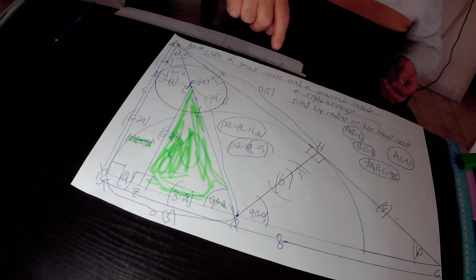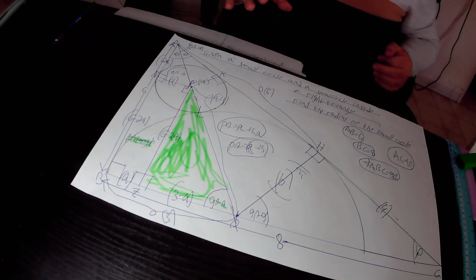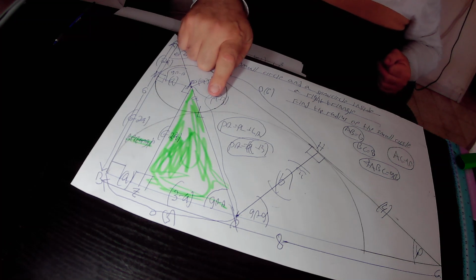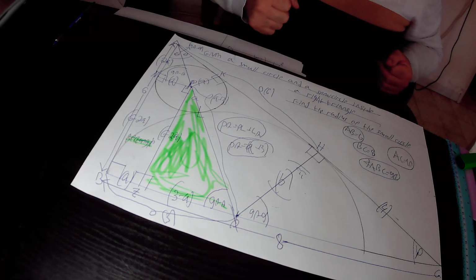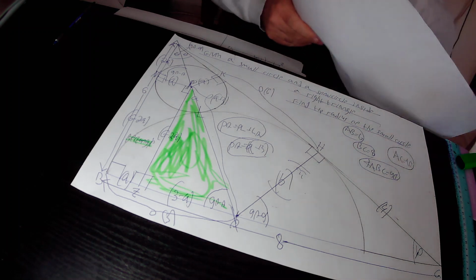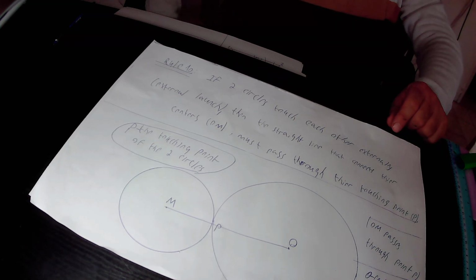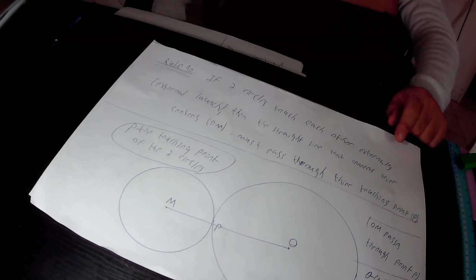We have an external touch between this small circle and this big semicircle. That is to say, they are touching each other externally at point L. Whenever you have an external touch between two circles, you can implement Rule 10. I repeat quickly Rule 10. According to Rule 10, if two circles touch each other externally, then the straight line that connects their centers together must pass through their touching point.